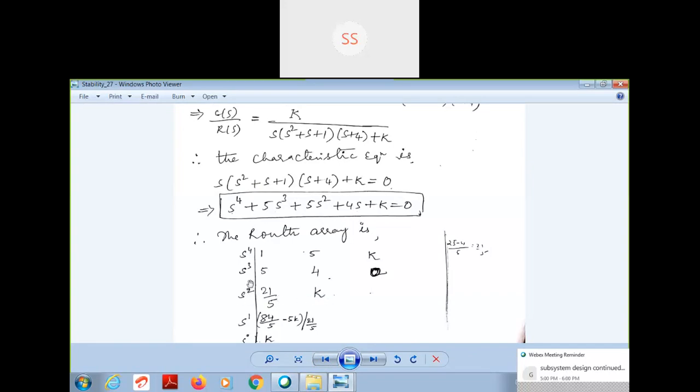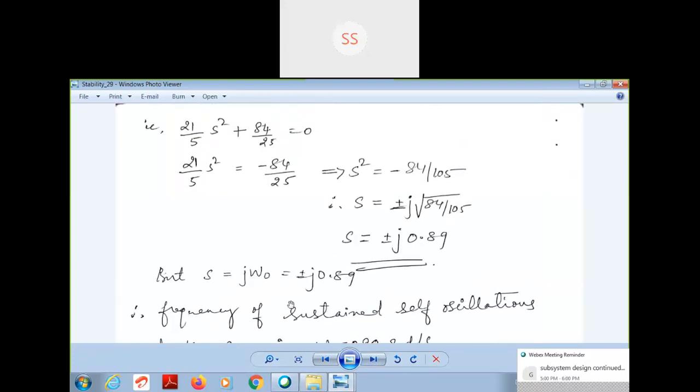So the power is square here. Therefore, it is 21 by 5 a square plus k equal to 0. The k value we know was 84 by 25 only. So in the auxiliary equation, we have substituted that k as 84 by 25 only.